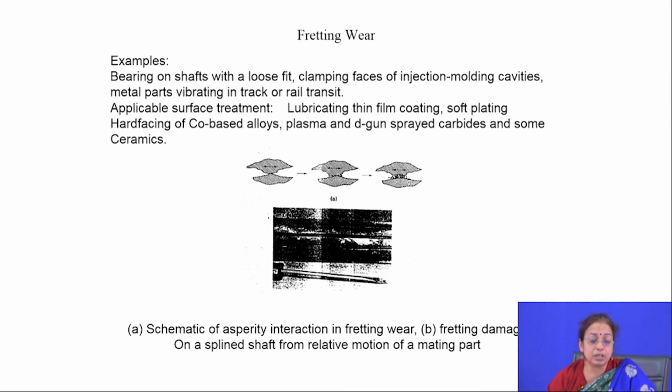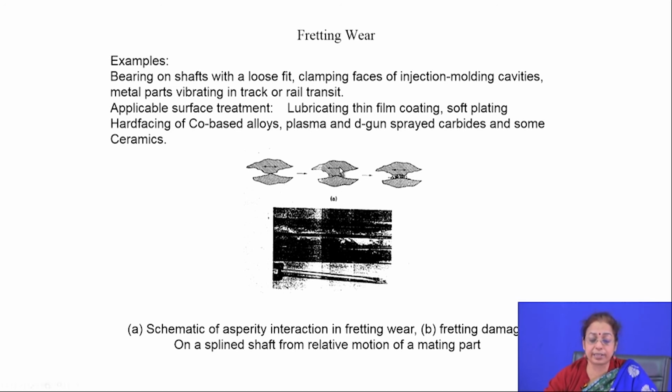Typical examples are bearings on shafts with a loose fit, clamping faces of injection molding cavities, and metal parts vibrating in trucks or rail transits. Applicable surface treatments are lubricating thin film coating, soft plating, hard facing of cobalt based alloy, plasma sprayed tungsten carbide, and ceramic coating. These are the typical ways by which you can combat the probability of fretting wear.